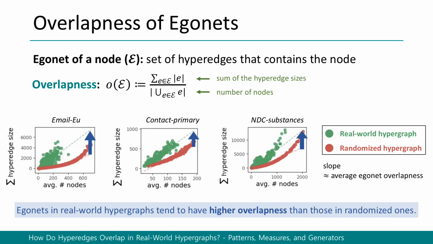Based on the three axioms, we define a new measure called the overlapness of a set of hyperedges. Instead of taking the number of hyperedges into consideration, we divide the sum of the hyperedge sizes by the number of nodes. Then, we measure the overlapness of the egonets in the real-world hypergraphs and those in random hypergraphs. Our observations show that the egonets in real-world hypergraphs tend to have higher overlapness than those in randomized ones.